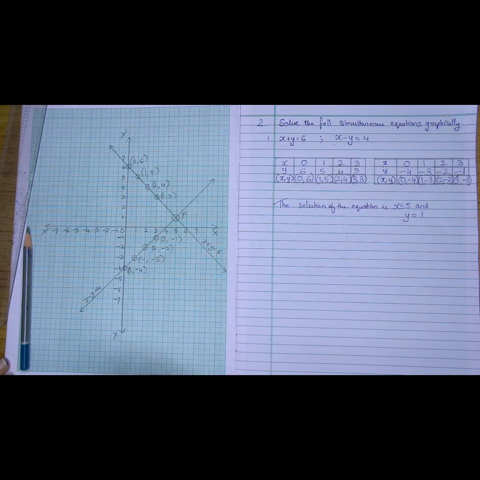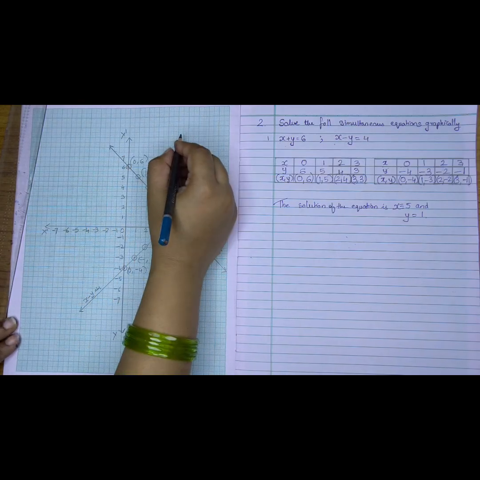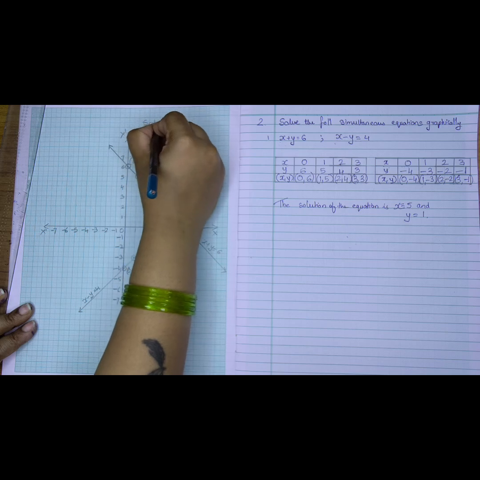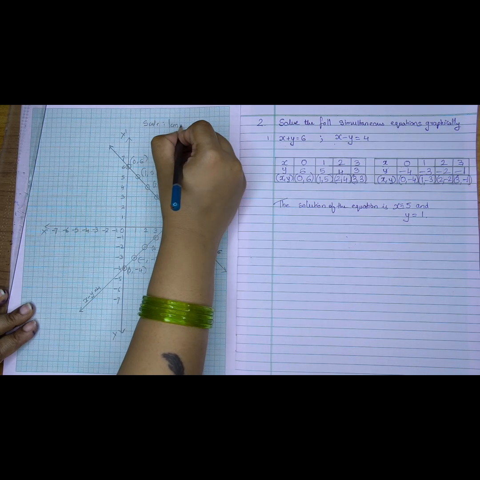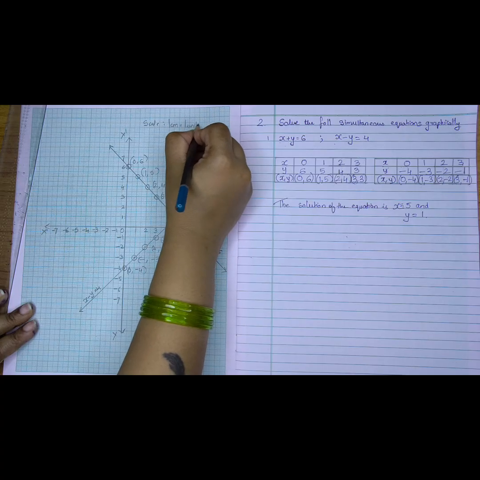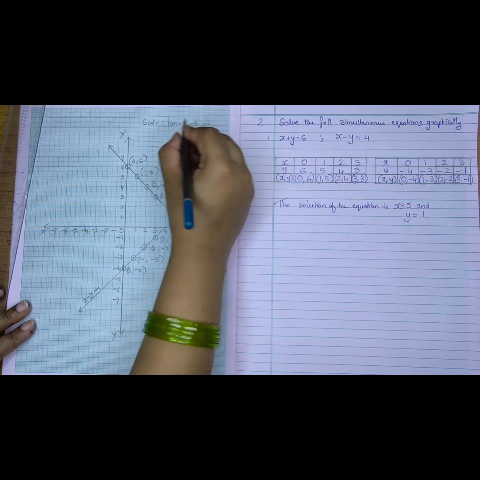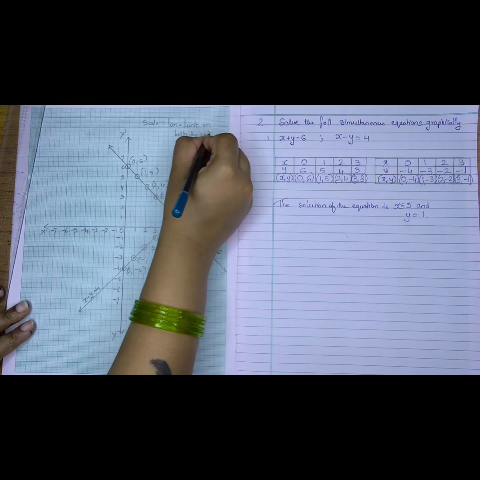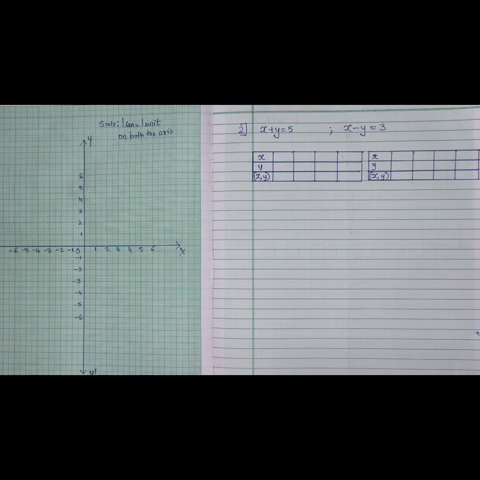Okay, understood this? And one more thing, write the scale also. Scale is equal to 1 centimeter is equal to 1 unit on both the axes. Okay, so we have finished the first sum. So now we do the second sum.